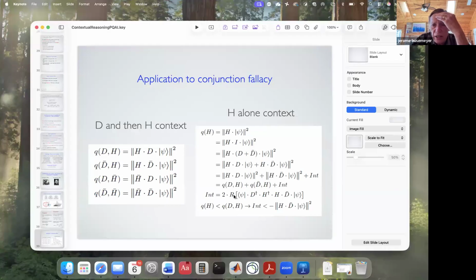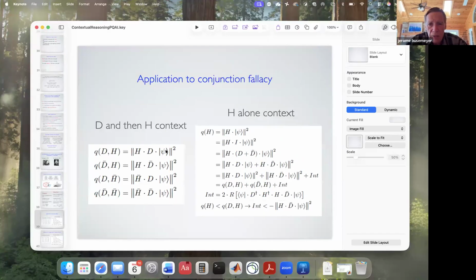But basically, this interference can be positive or negative. Now, in order to explain the conjunction fallacy, this interference has to be negative and sufficiently negative that it overcomes this positive contribution right here. So if this is more negative than this is positive, then this whole sum that contributes to this H will turn out to be less than this term here, and that'll produce the conjunction fallacy.